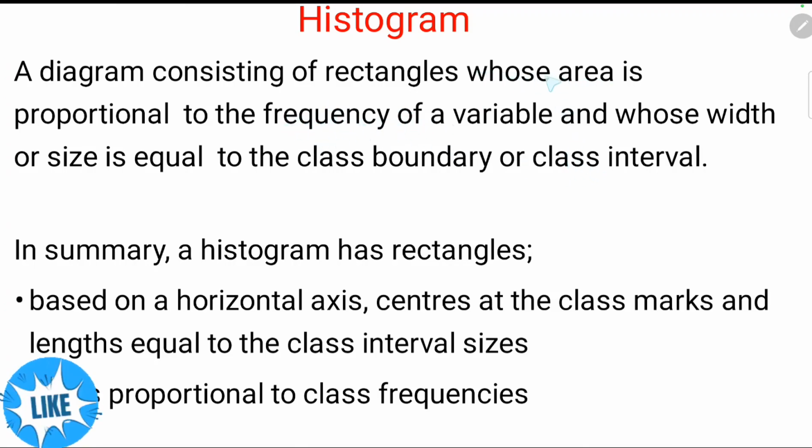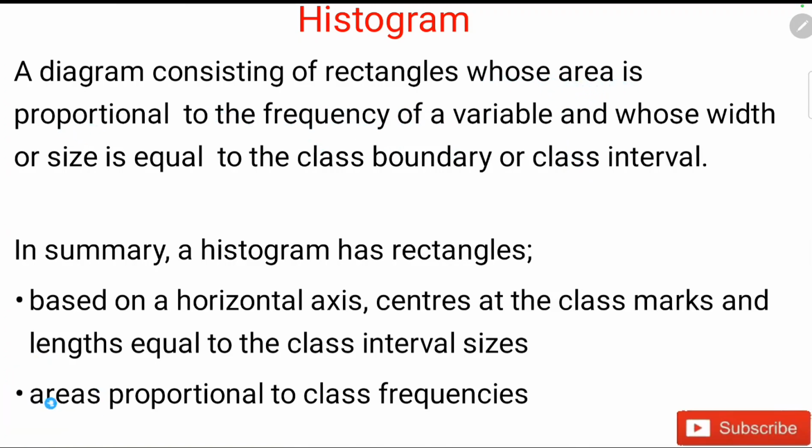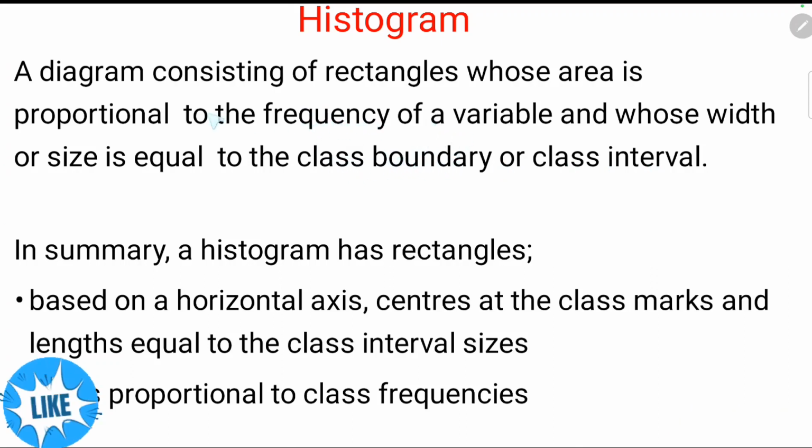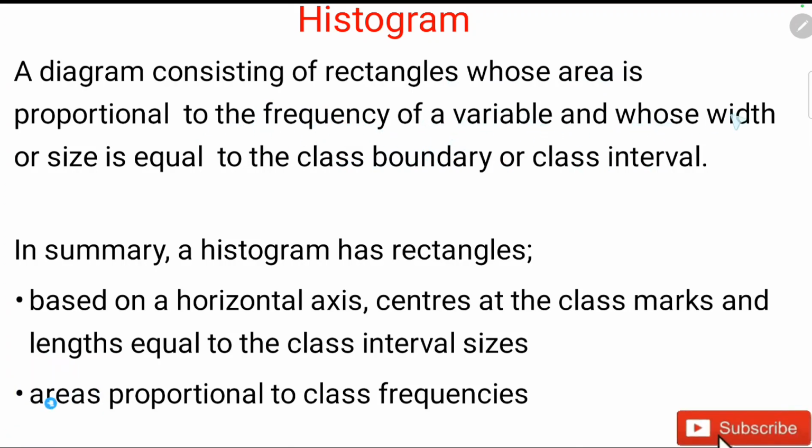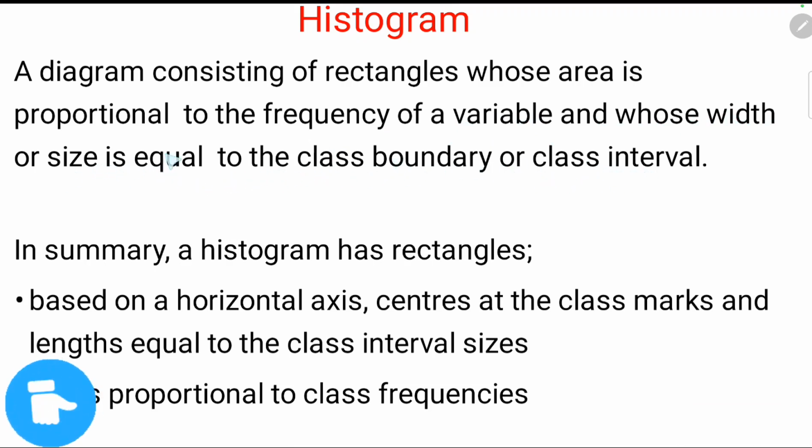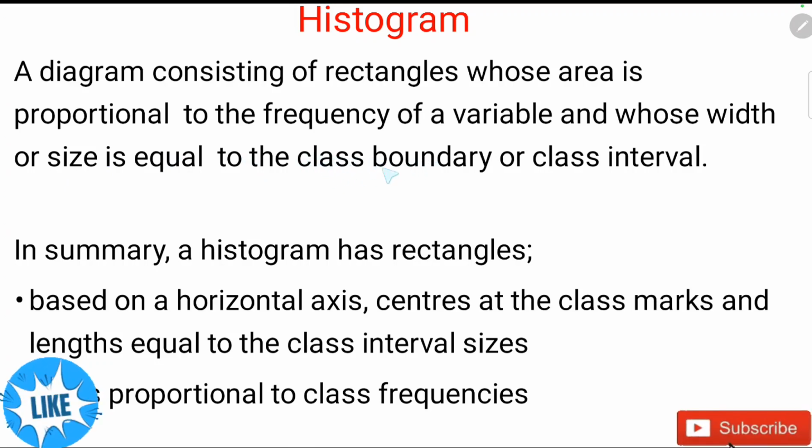So we are talking about the area here. The area that that particular rectangle will have on the histogram will be determined by the frequency of that particular class interval or the class boundary. Is that okay? And we are saying that its area is proportional to the frequency of the variable and whose width, or the class size, is equal to the class boundary or the class interval. You know, class width or class size can be found from the upper class limit or the upper class boundary and the lower class boundary. The difference between the two will fetch us the class size.